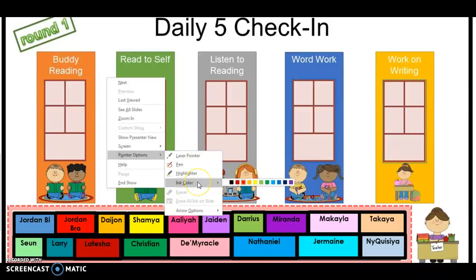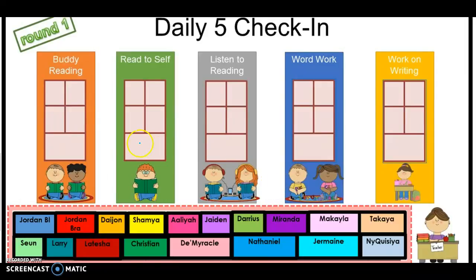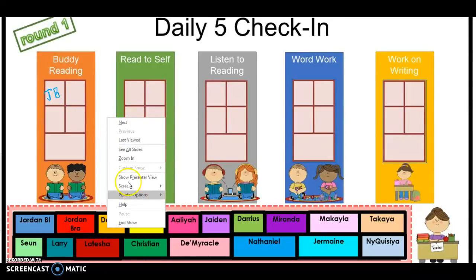So I'm going to change it to blue since that's Jordan. And then I'm going to write J. This is some terrible writing, sorry. B. Okay, so then when he's done, the next person will right click.